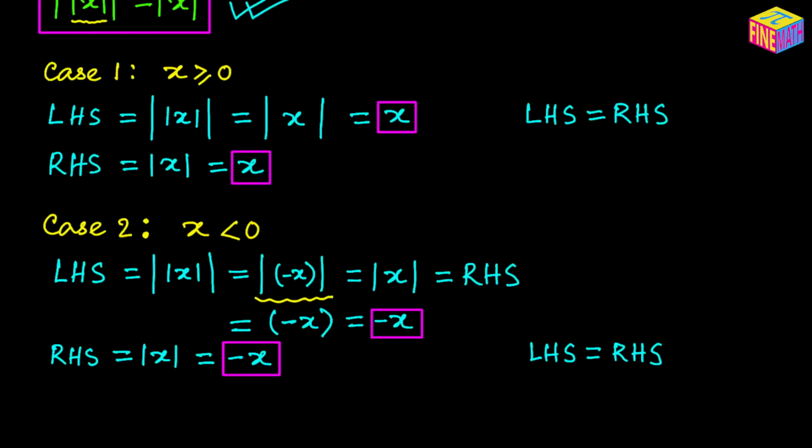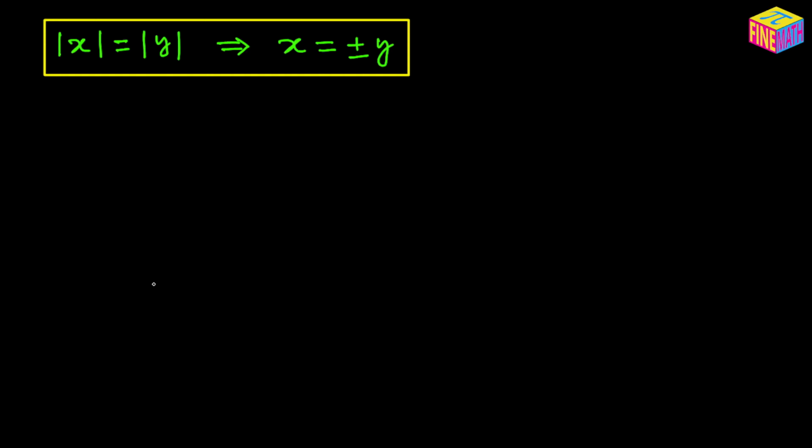Next, we are going to talk about another important property, which is like this. It says that if modulus of x is equal to modulus of y, that would imply that x must be equal to plus or minus y. And let's see how we can prove it.